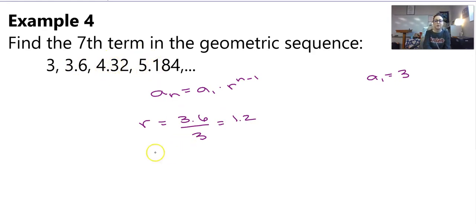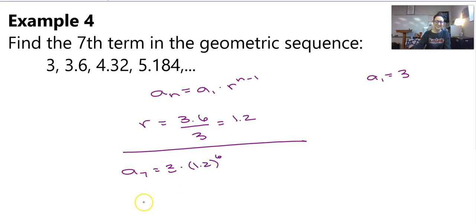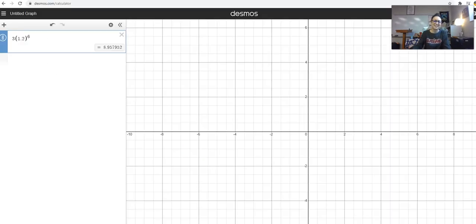Okay, so now I have both pieces that I need. So the 7th term, so I'm going to let n be 7, will be my first term, 3, times my common ratio, 1.2, raised to the what power? Raised to the 6th power. And let's type that. All right, we should get 8.597952.